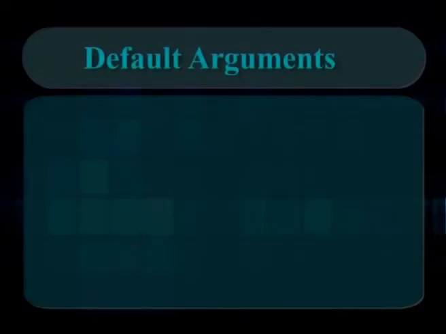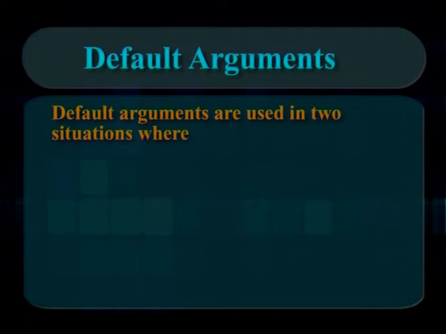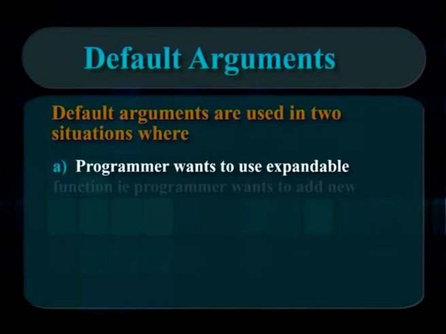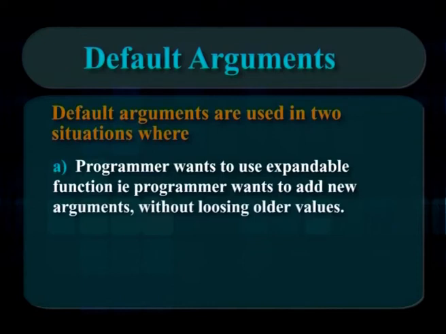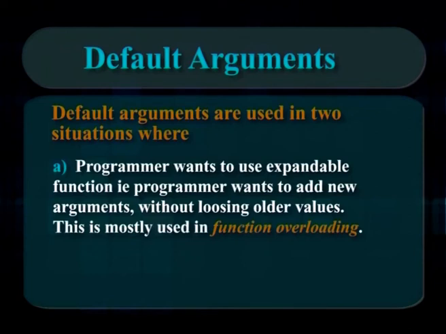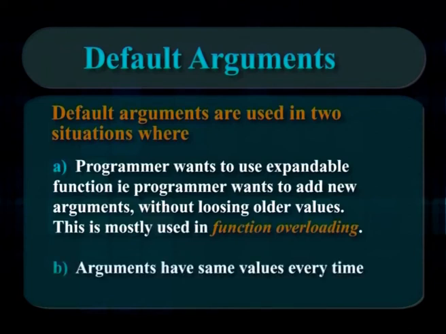Now, the next point that you all must be clear about is where and when to use default arguments. Default arguments are given only in the function prototype and not in the function definition. Default arguments are used in two situations. First, where the programmer wants to use an expandable function, that is, the programmer wants to add new arguments without losing older values. This is mostly used in function overloading. Second, when arguments have the same values every time parameters are passed.